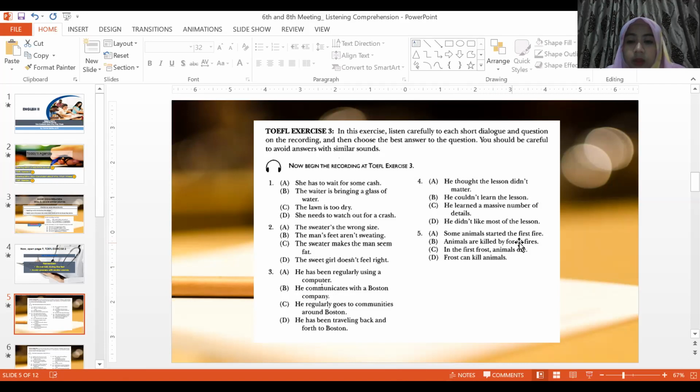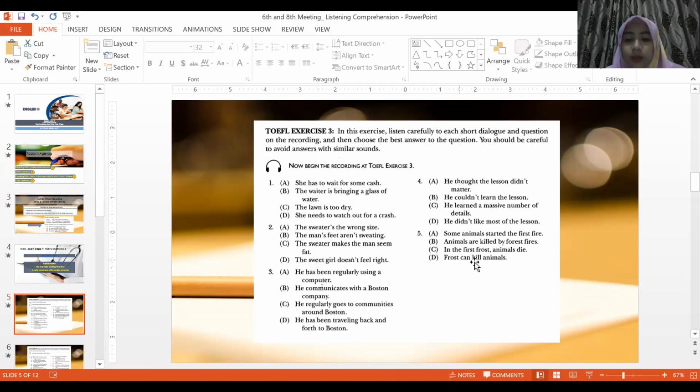Some animals started the first fire. Of course not ya. Kalau yang pertama kan beberapa animal memulai the first fire gitu, kebakaran yang pertama, tidak ya. Atau animals are killed by forest fires. Hewan-hewan dibunuh atau terbunuh oleh kebakaran hutan. Yes, that's the answer ya.